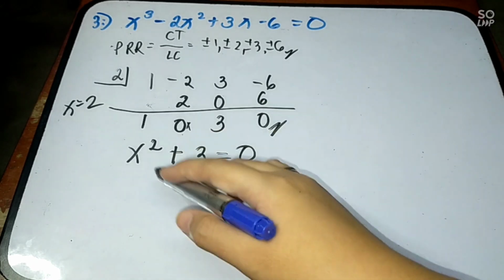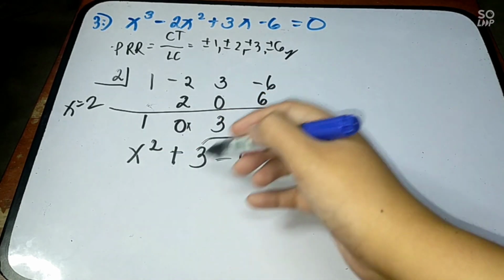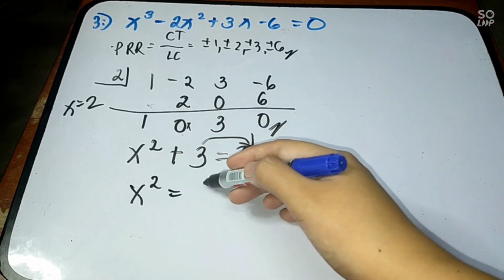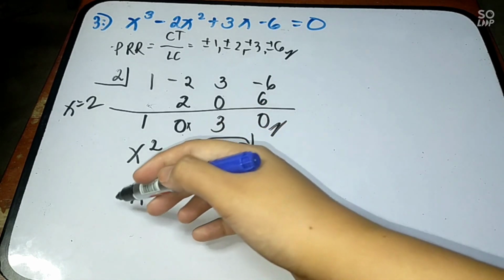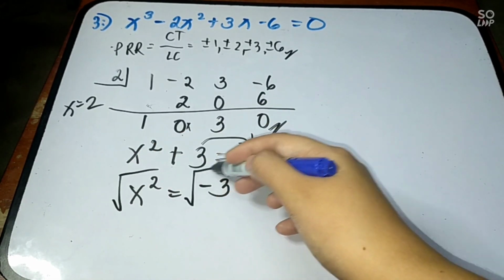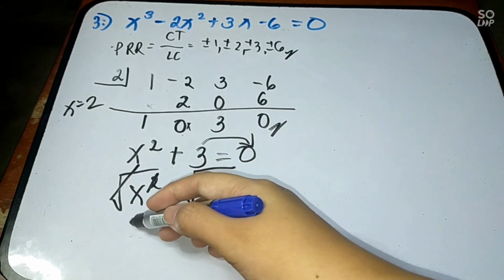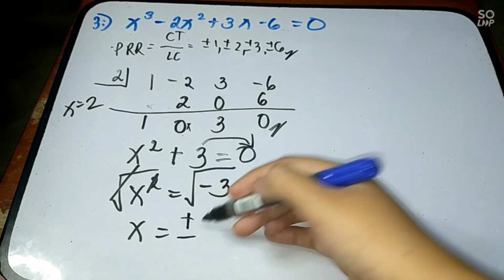So, for us to solve this one, you are going to transpose 3 to the other side. So, magkakaroon tayo ng x squared is equal to negative 3. Then, for us to solve this one, square root both sides lang po. Square root both sides. Cancelled out the squared, then the x. So, we have here your x is equal, since nag-square root ka, positive and negative.